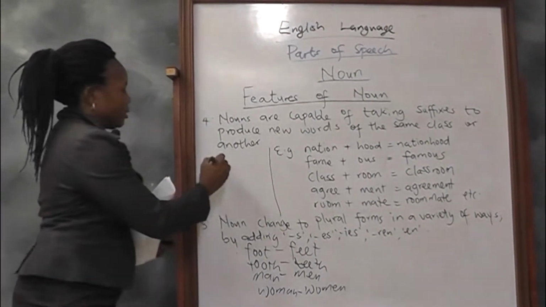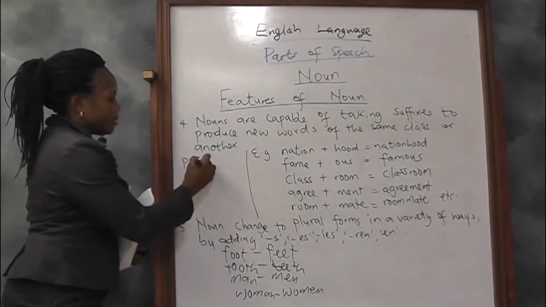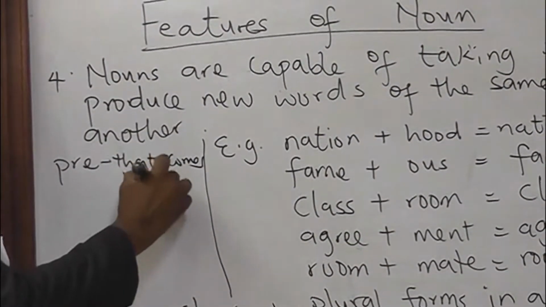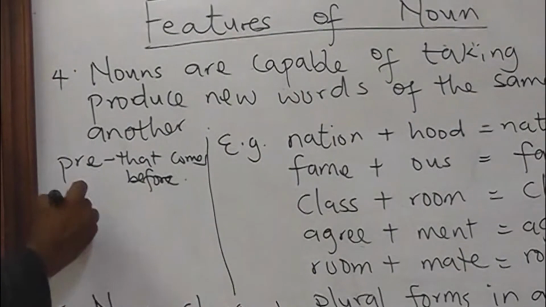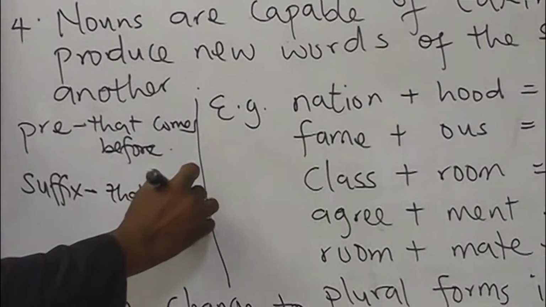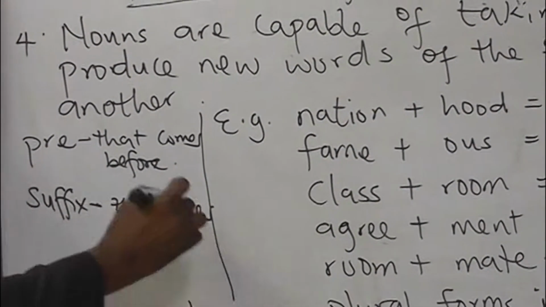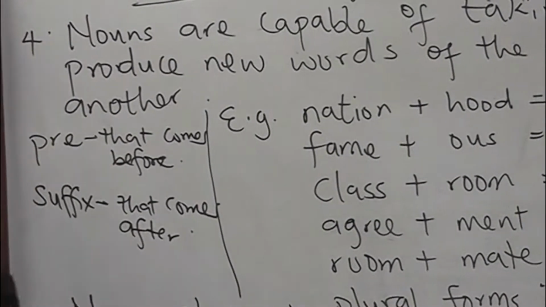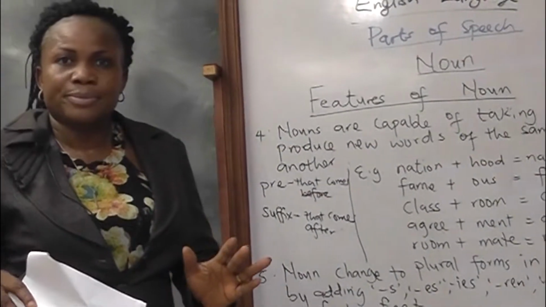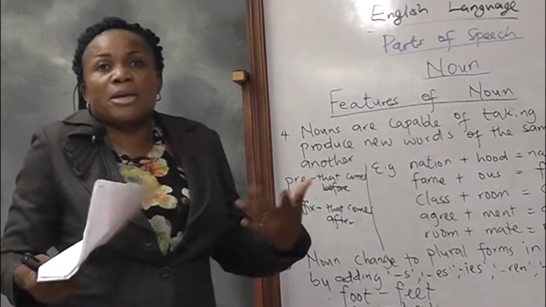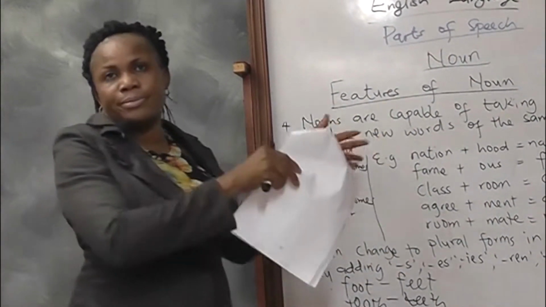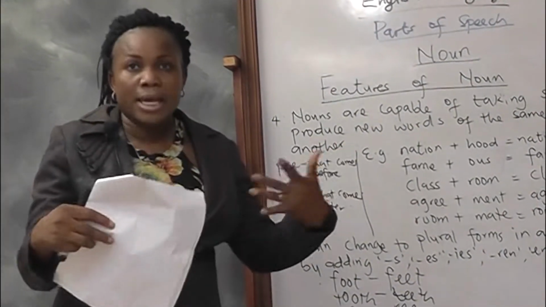Let me just use this column to explain. Pre means something that comes before, and suffix means that which comes after. There is an aspect of grammar we call the morpheme. The morpheme is the smallest meaningful unit of grammar. So it's not usually a word. It can be a word, or it can be just a combination of letters. But by the time you add that letter to another set of letters, you will get your word there.